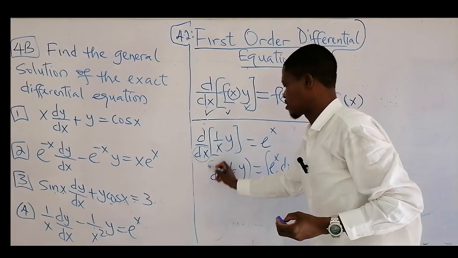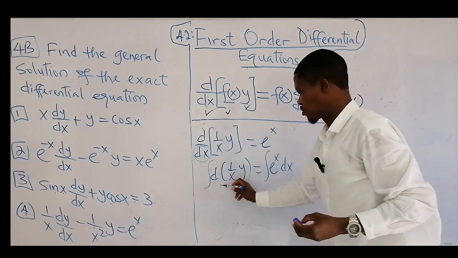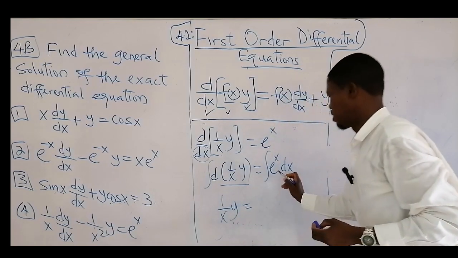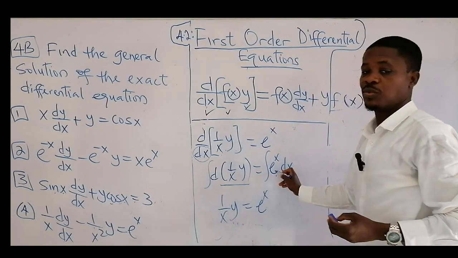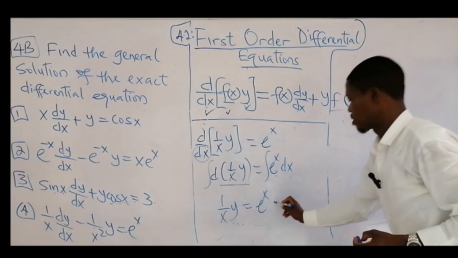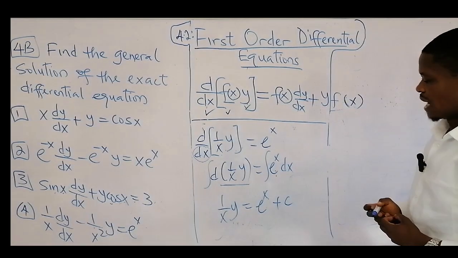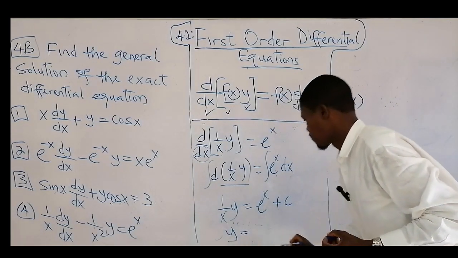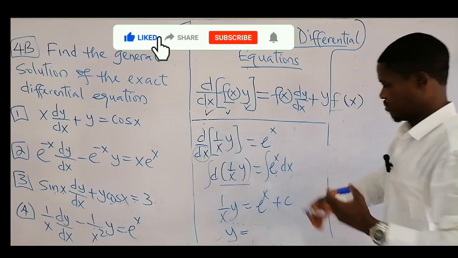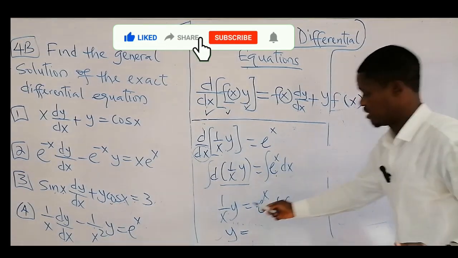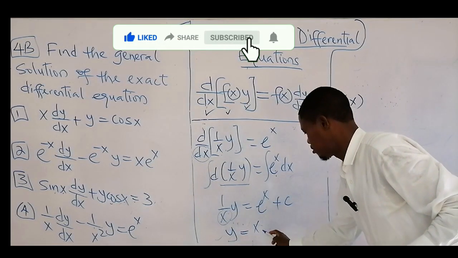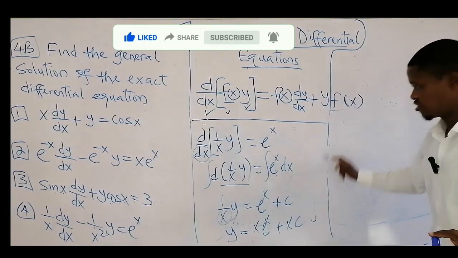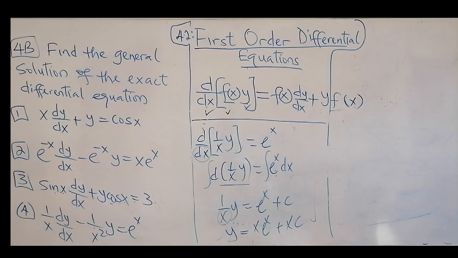Then integrate both sides of the equation. d of a function will give you that function. So you have this equal to the integral of the exponential, which will give you this, then plus c. Can you make y the subject of the formula? So we have y equal to, I think this is a fraction, so you can multiply through the equation by this function. So we have this, then plus this, and that finishes the fourth question.